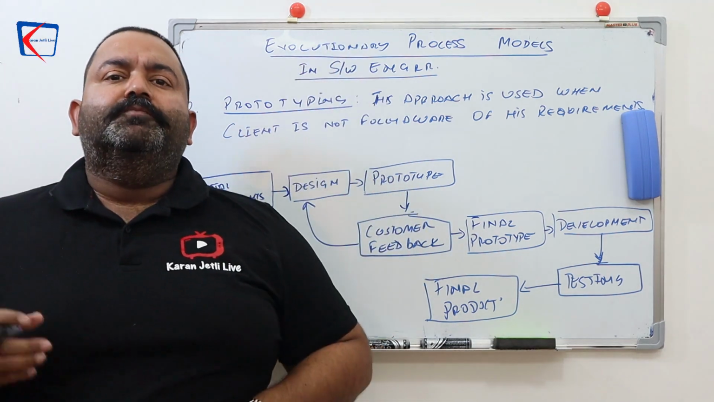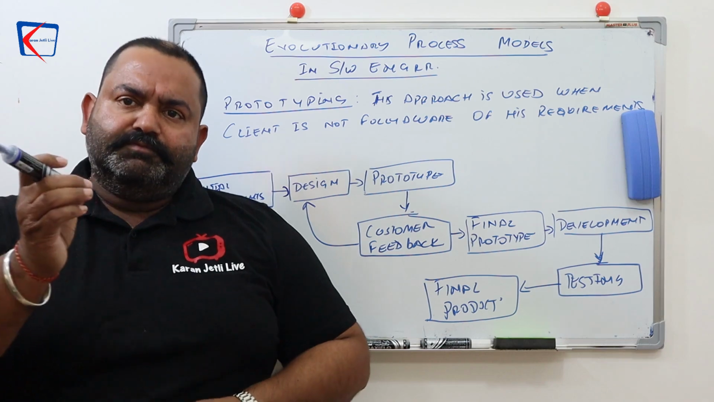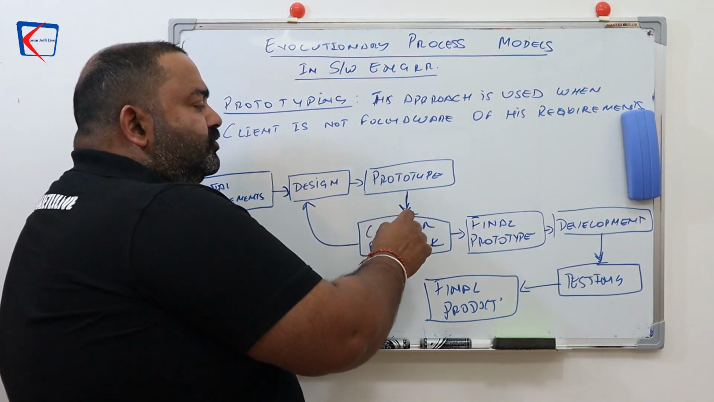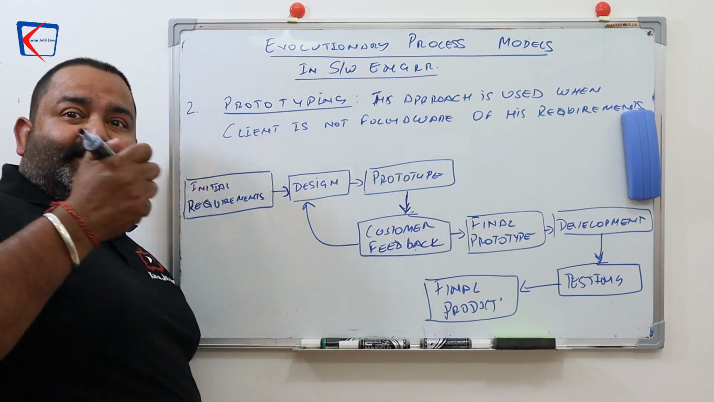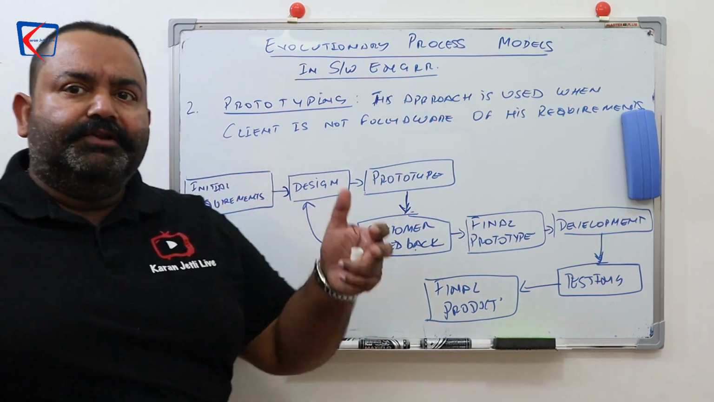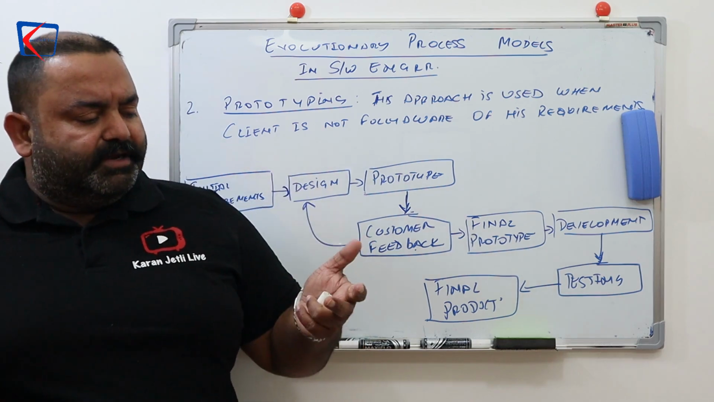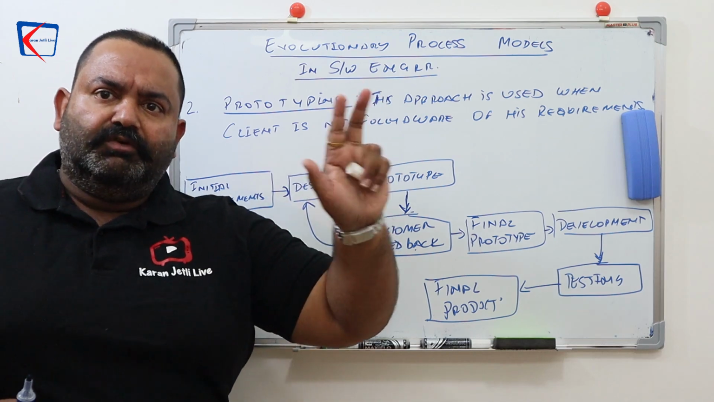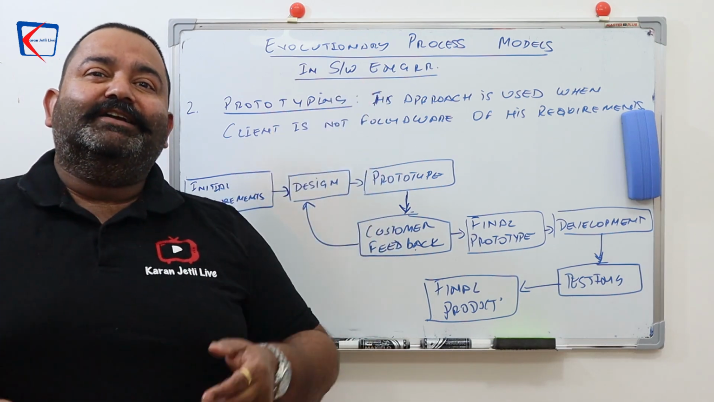You design and build a prototype, a small working model. Then you show that model to the client and take his feedback, whatever you understand from him. So you made a model, you showed it to the client, then you ask him, oh, this is what you need? Then you collect his feedback.